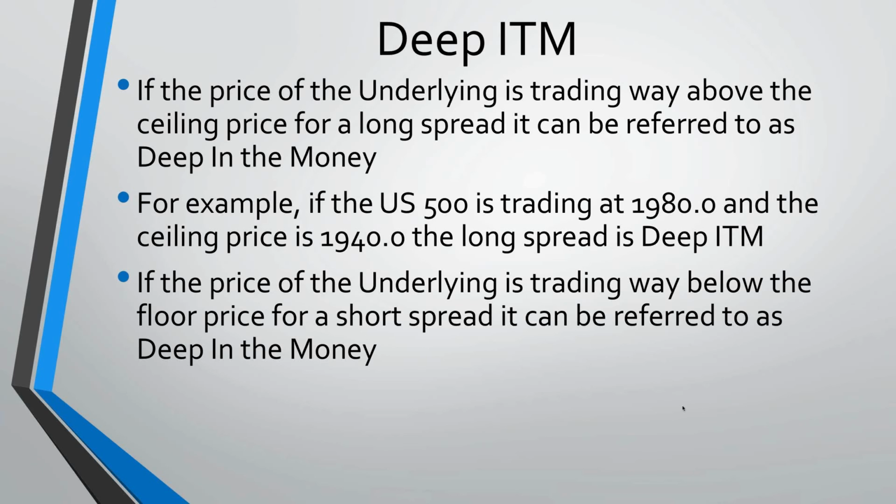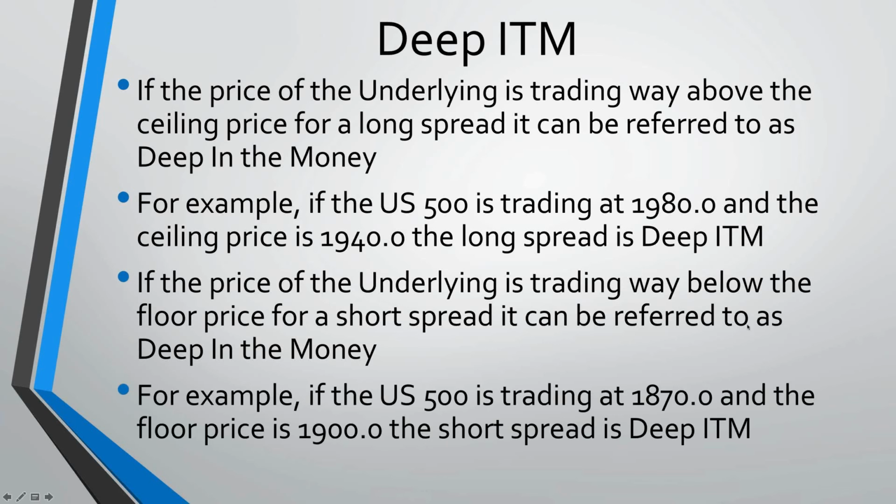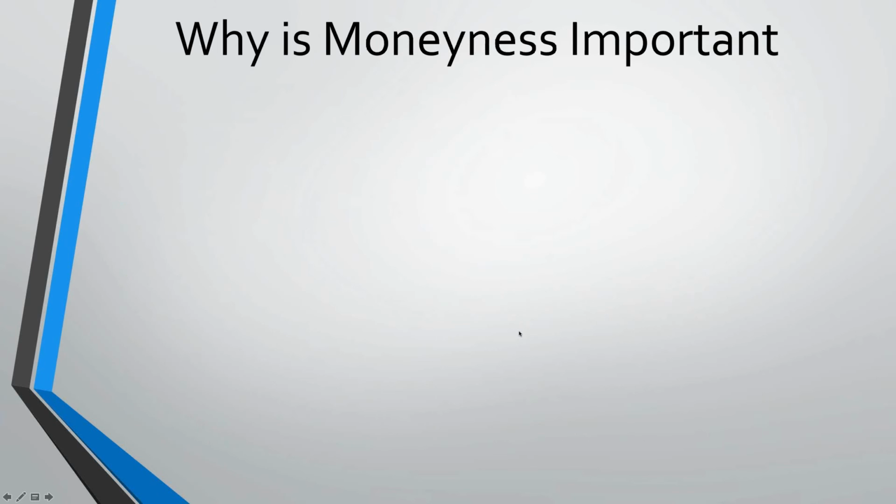If the price of the underlying is trading way below the floor price for a short spread, it can be referred to as deep in the money. For example, if the US 500 is trading at 1870 and the floor price is 1900, then the short spread is deep in the money. So that covers the terms we use for moneyness. And now Mike is going to go into why moneyness is important. All right, thanks, Bob. So why is moneyness important?